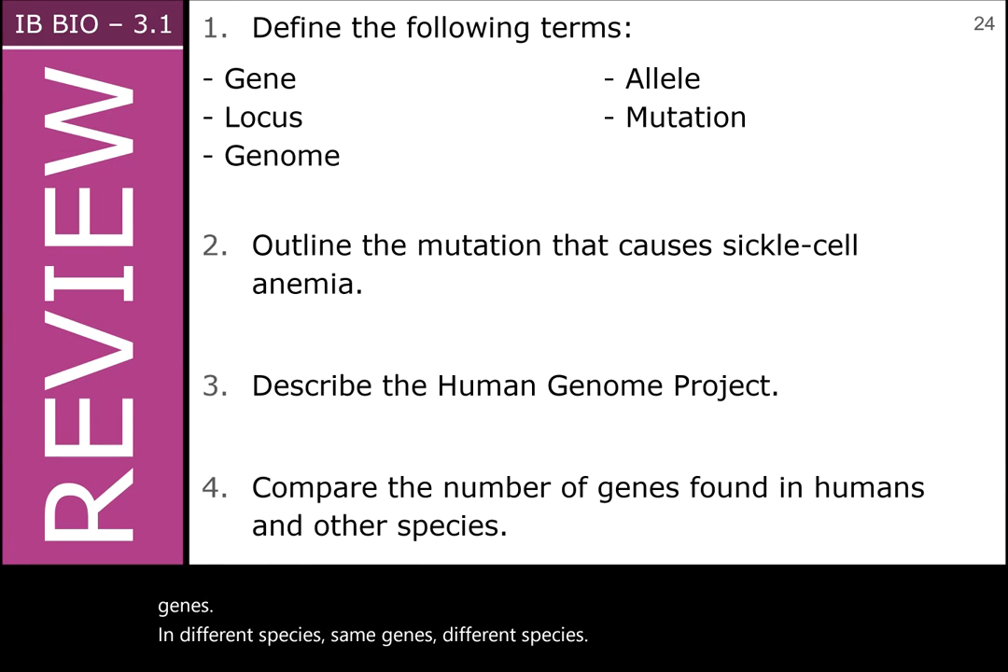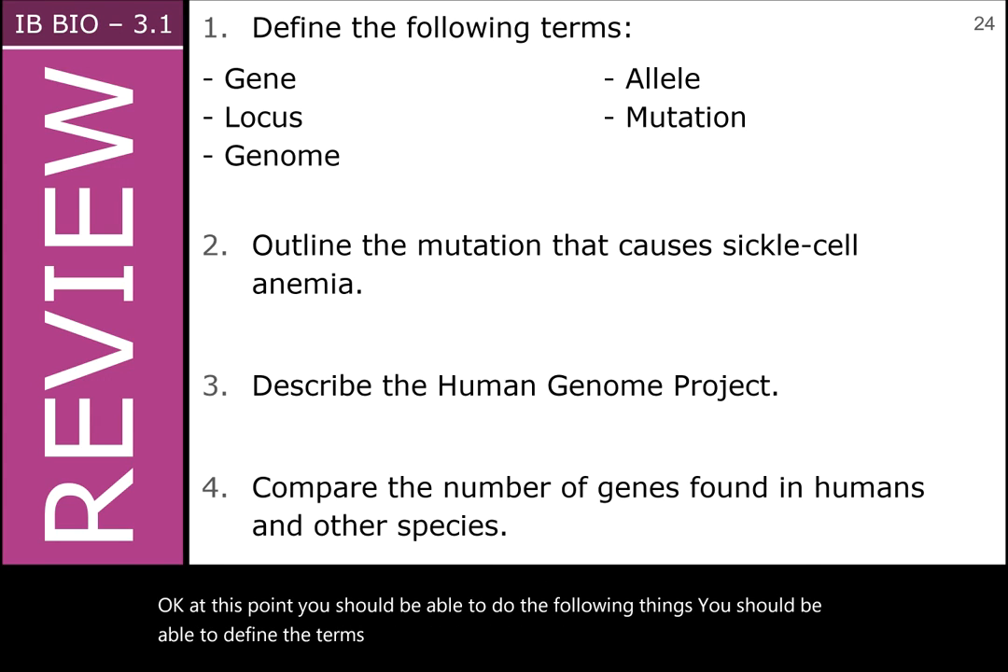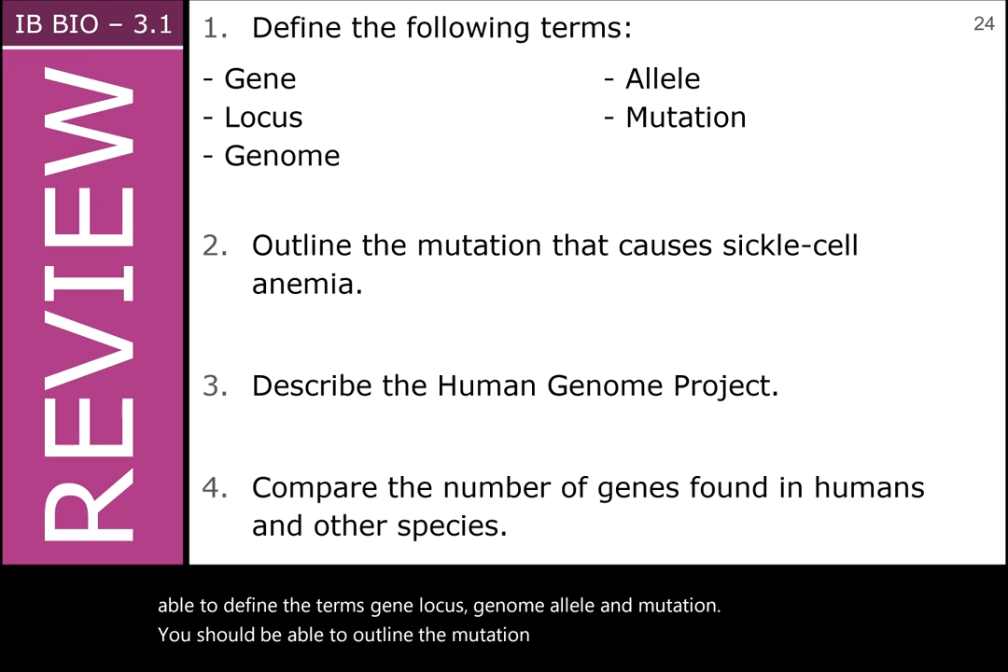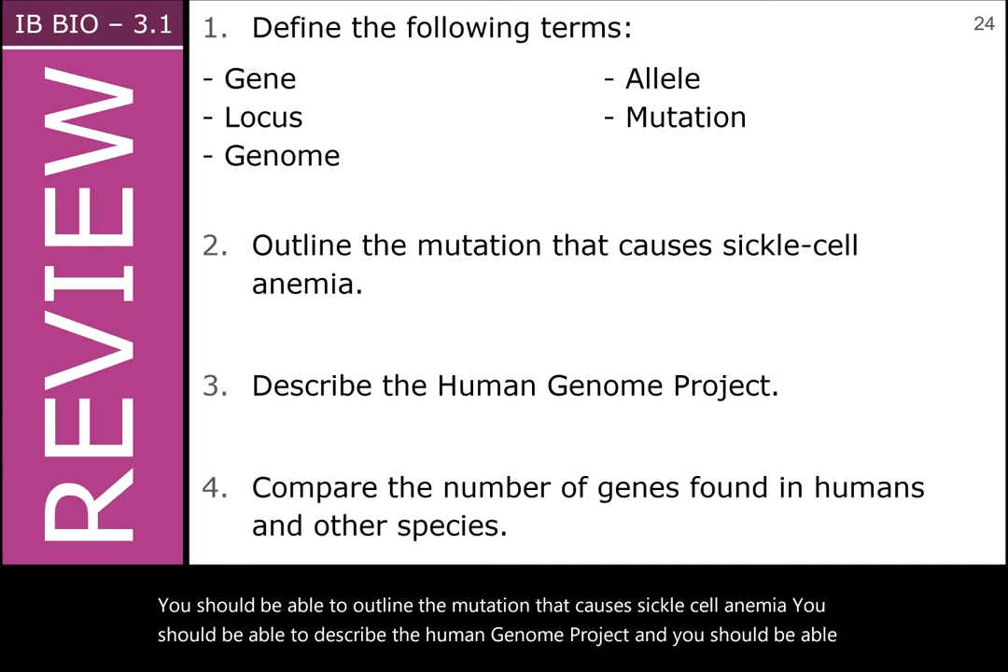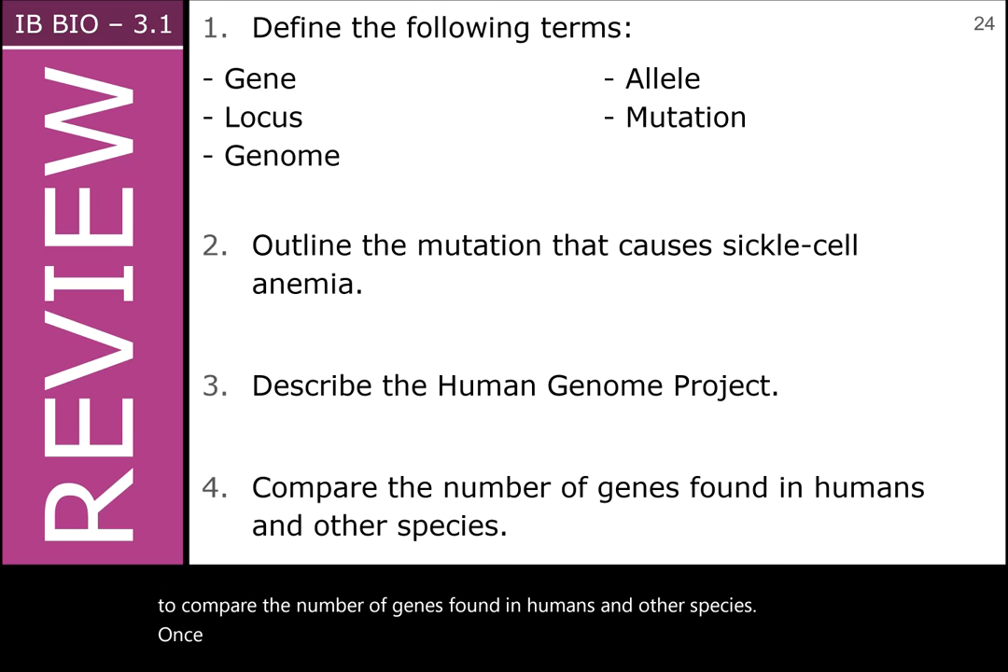Okay. At this point, you should be able to do the following things. You should be able to define the terms gene, locus, genome, allele, and mutation. You should be able to outline the mutation that caused sickle cell anemia. You should be able to describe the Human Genome Project. And you should be able to compare the number of genes found in humans and other species. Once you've done all that, you can move on to the next part of this assignment. Make sure you upload your notes per usual.